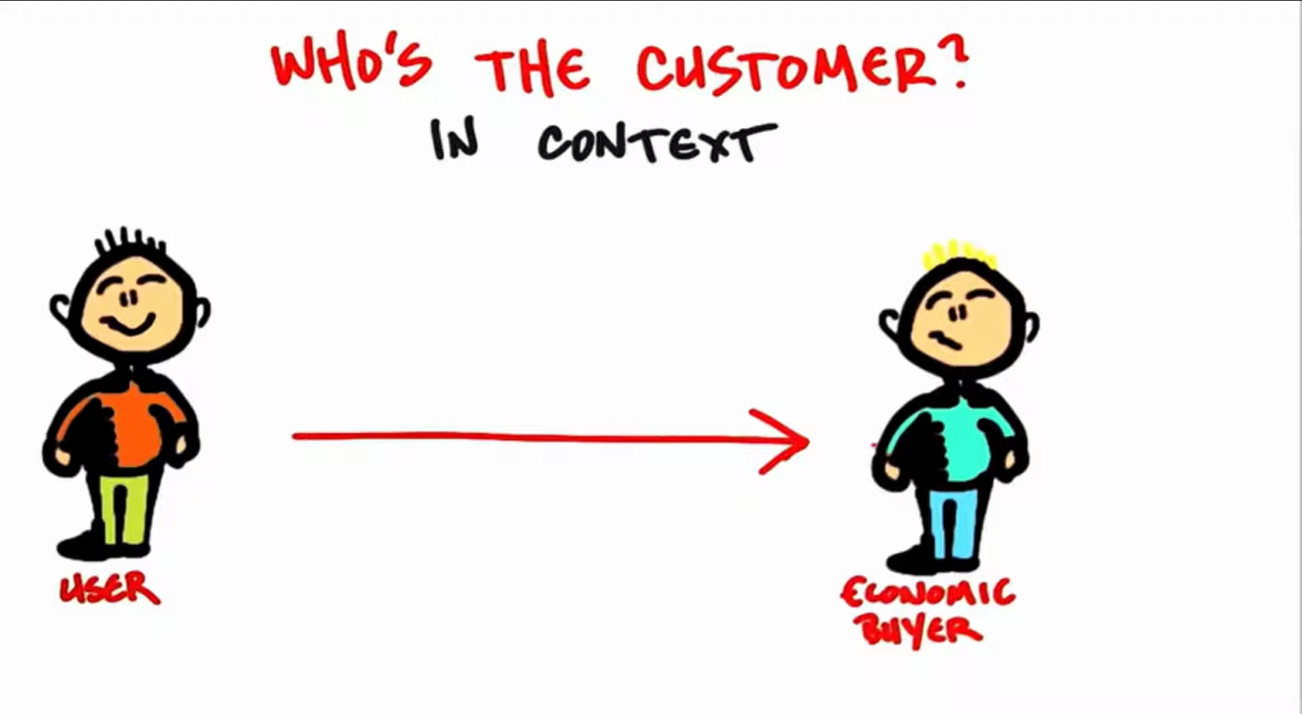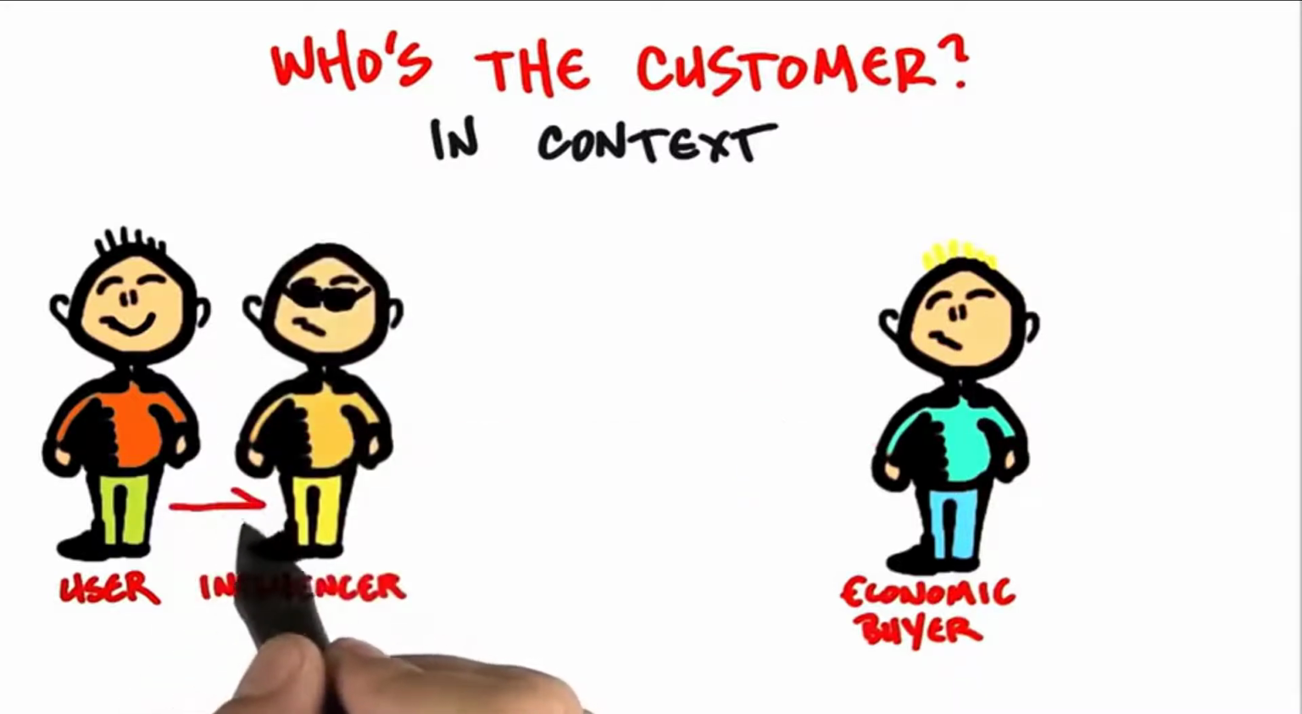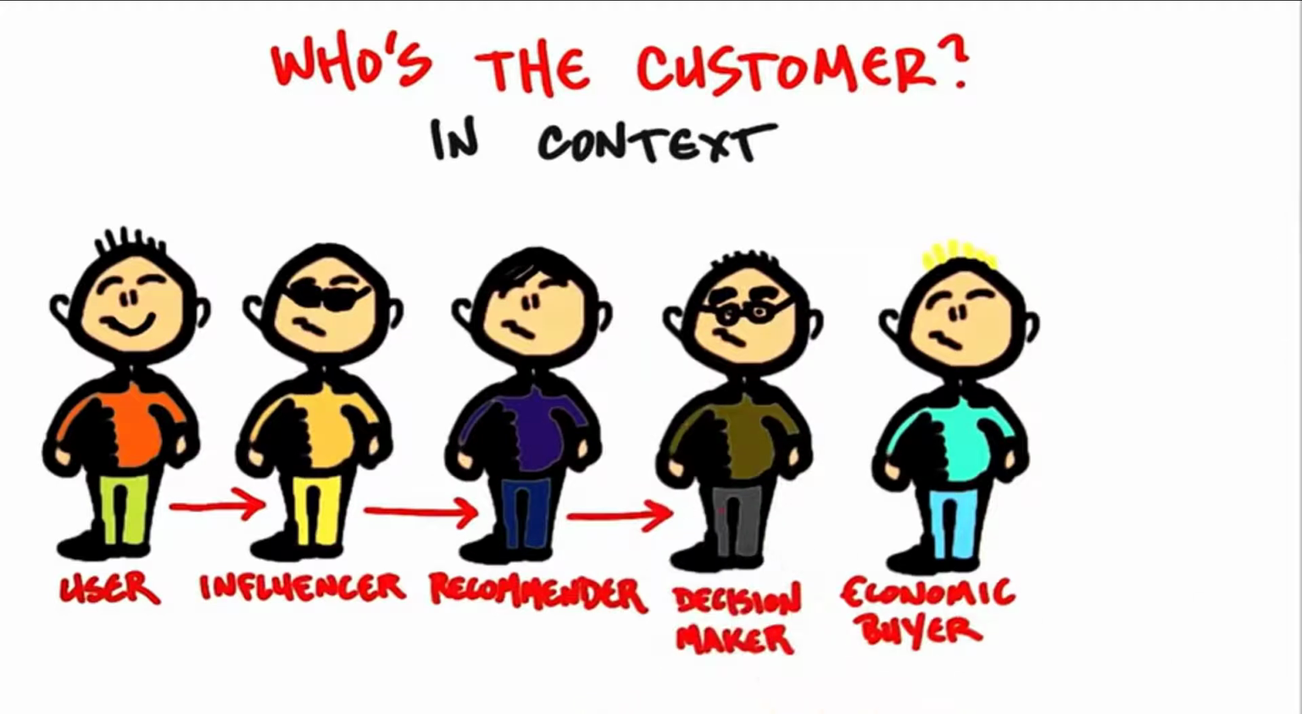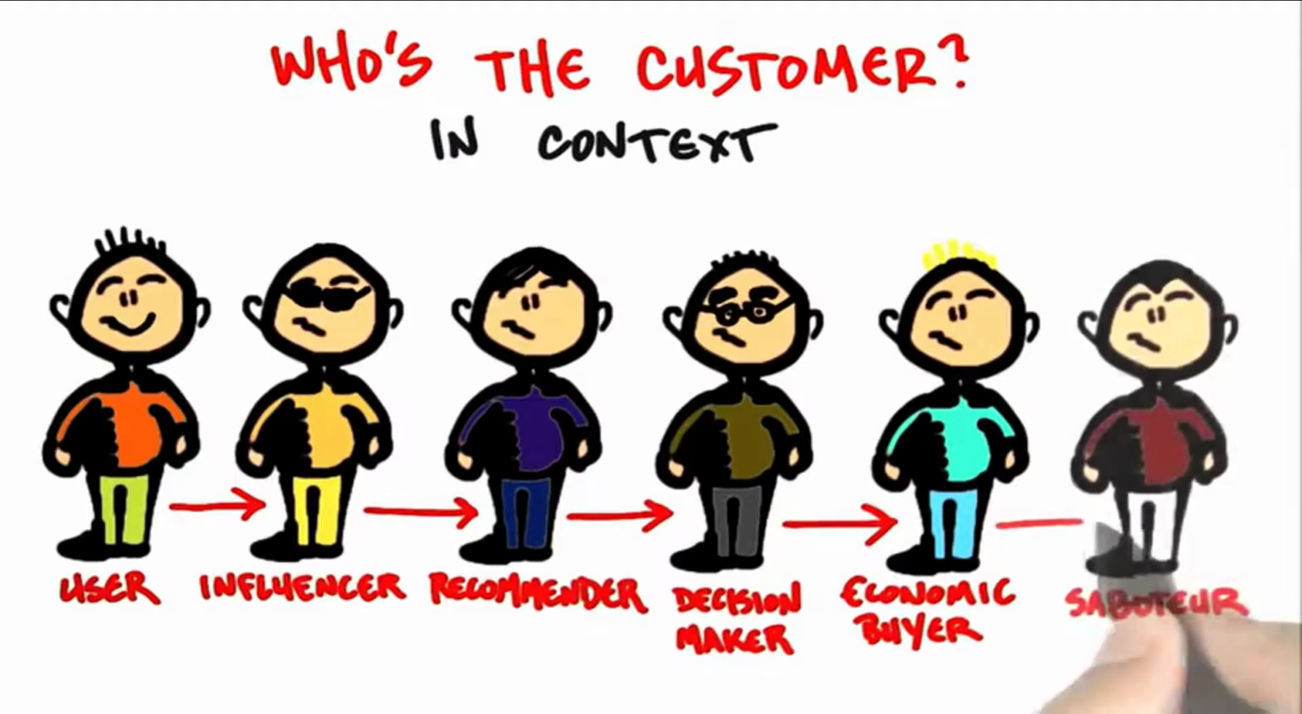And in between this process, in a large company, you might have people who influence the decisions. You might have people who actually recommend who the vendors should be. You might have a decision maker who's the head of the department, but still needs to pass off the final purchase to the chief financial officer. And surprisingly, if you spend enough time selling to companies, you might have saboteurs.